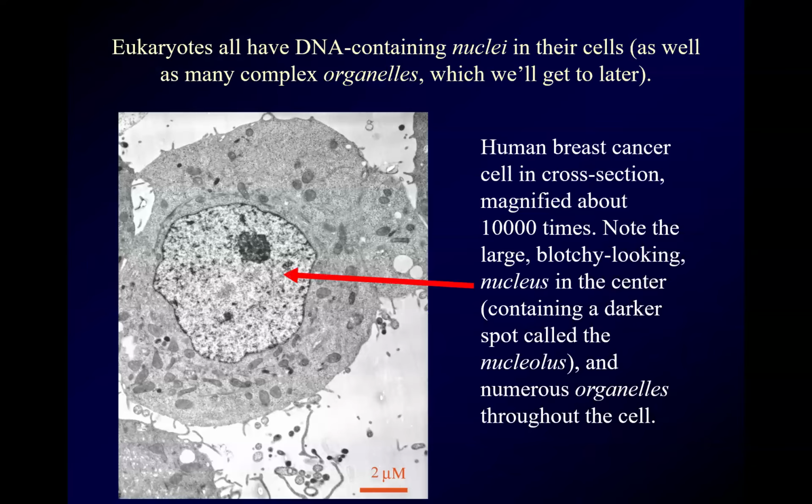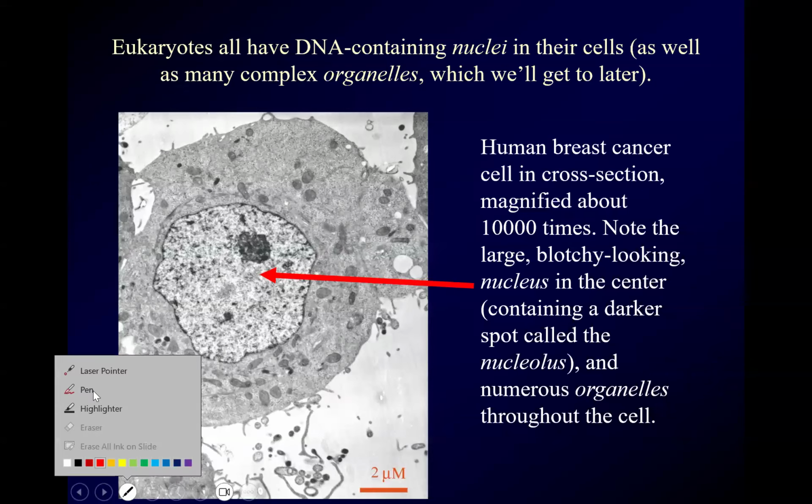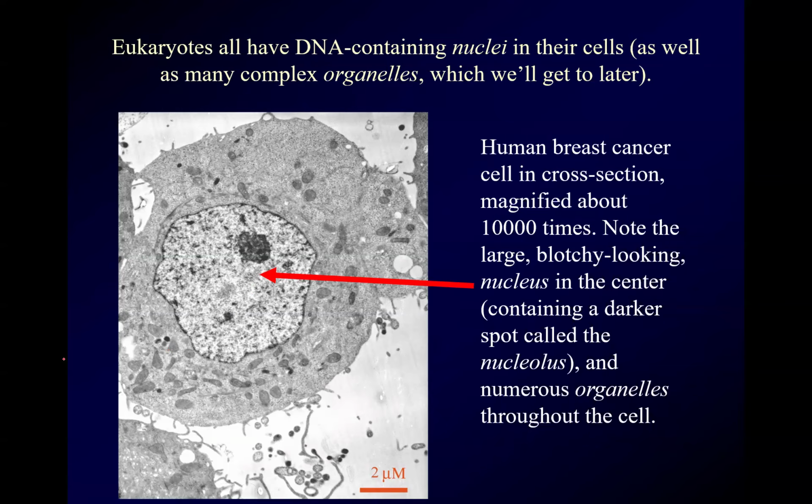So, this happens to be a human breast cancer cell, but it counts. It's a eukaryote. And the nucleus is, I'll outline it with the pen. That's the nucleus. All of this big blotchy thing. Sorry about the random lines. I don't know why it does that, but everything I've circled there is the nucleus. There's a darker spot inside the nucleus called the nucleolus, and we'll talk later about what that does. It's not critical right now.